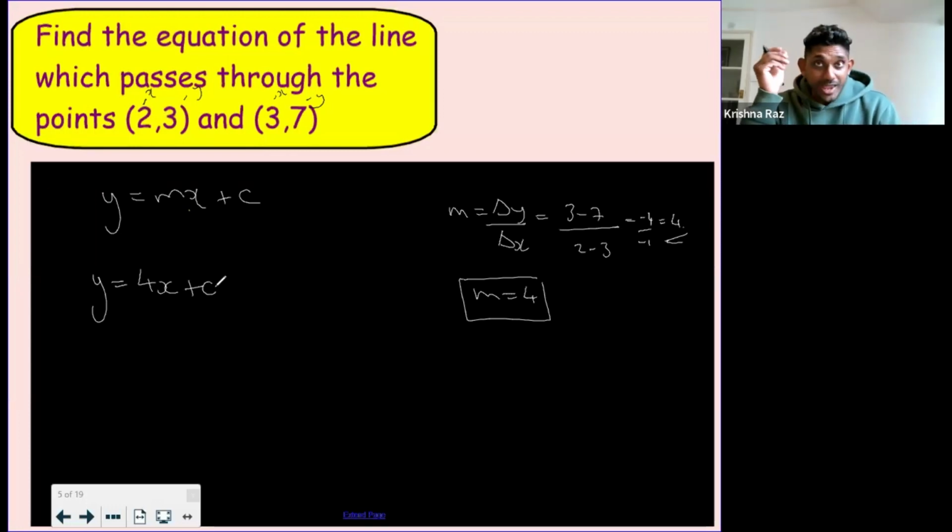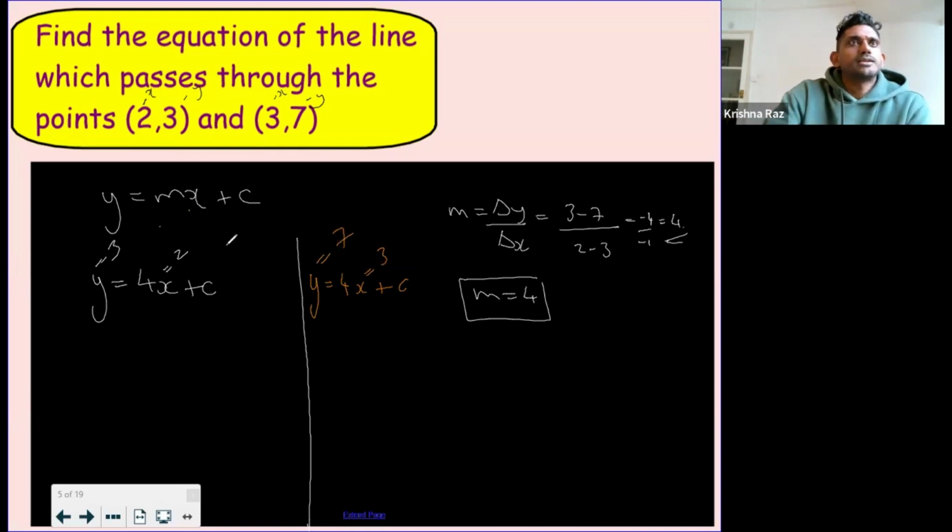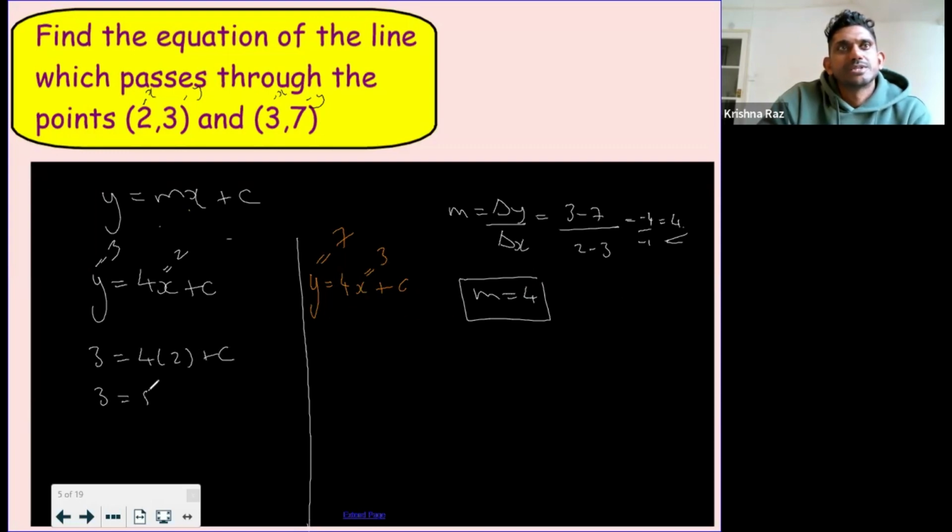So now we can substitute either of the coordinates in to figure out c. Whichever one we use, we will get the same answer. Now prove it. So let's use x is 2 first and y is 3, and in orange, we'll use x is 3 and y is 7. So in white, we have 3 equals 4 times 2 plus c. So 3 equals 8 plus c. c equals 3 minus 8. So c is equal to -5.